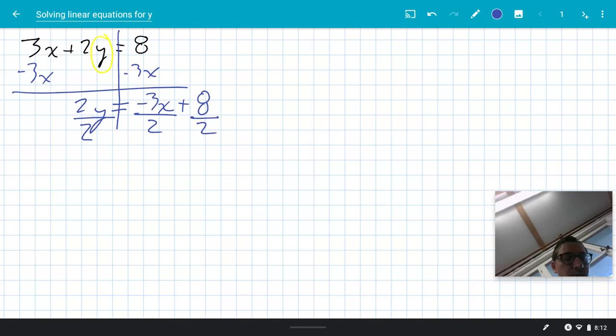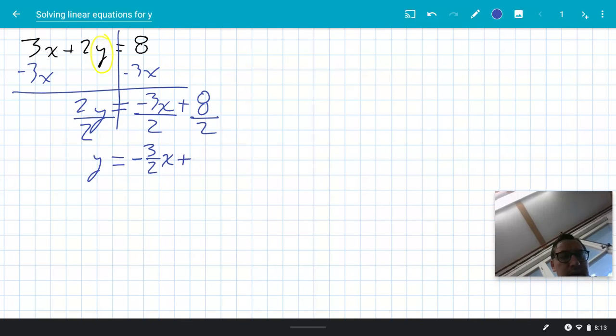So 2 over 2 is 1. 1 times y is y. Negative 3x over 2 can't be simplified, but I am going to write it slightly differently. Negative 3 over 2, put the negative in the middle, and then put the x. And then plus 8 over 2 can be simplified as plus 4. All right? So that's solving a linear equation for y.